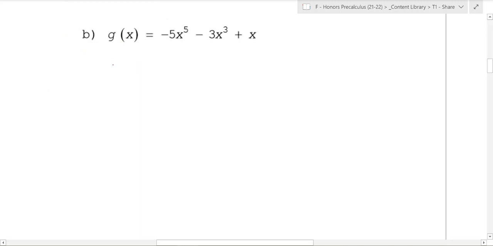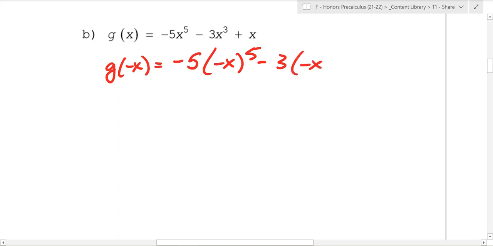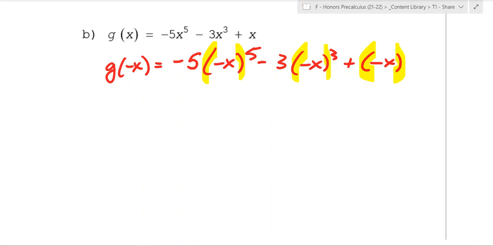What happens over here if we plug in negative x, with negative 5 times negative x to the 5th, 3 times negative x cubed, plus negative x? Do you see all these parentheses I put in? It's really important because it's really just tracking the negatives. One errant negative sign and this whole thing goes down. So now when you do this, just keep track of the negatives.